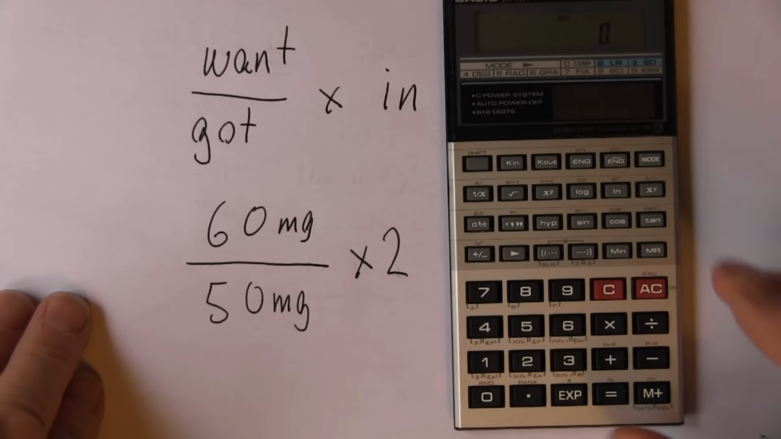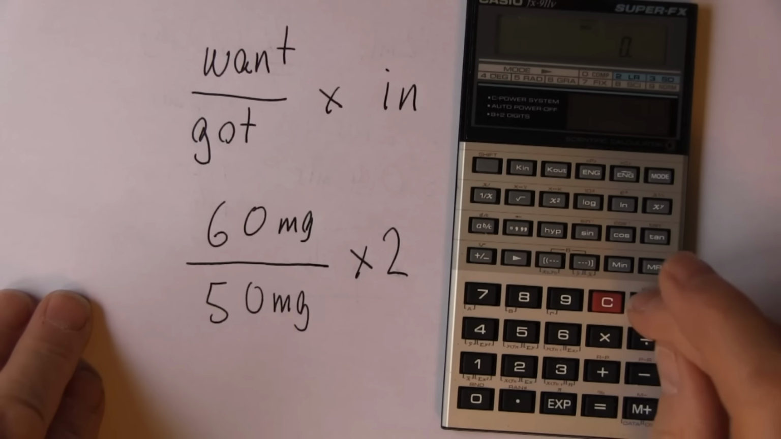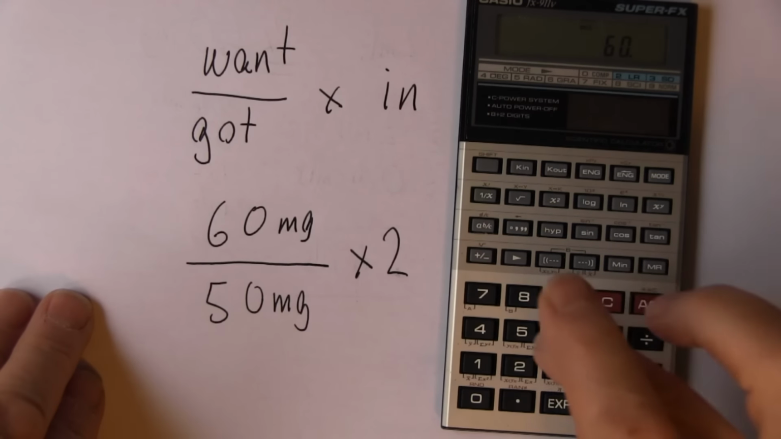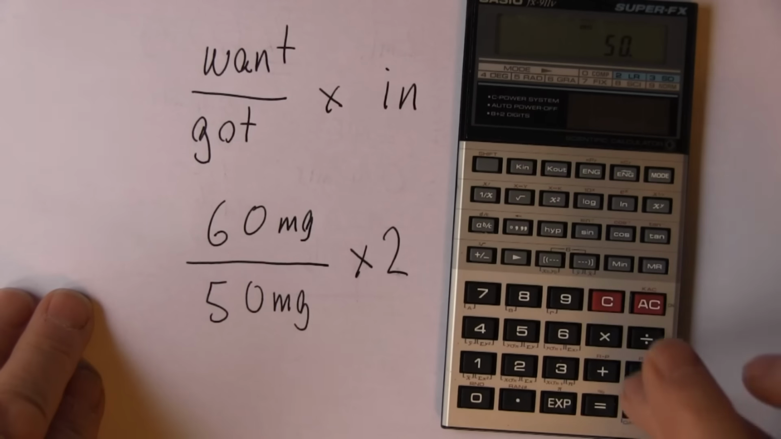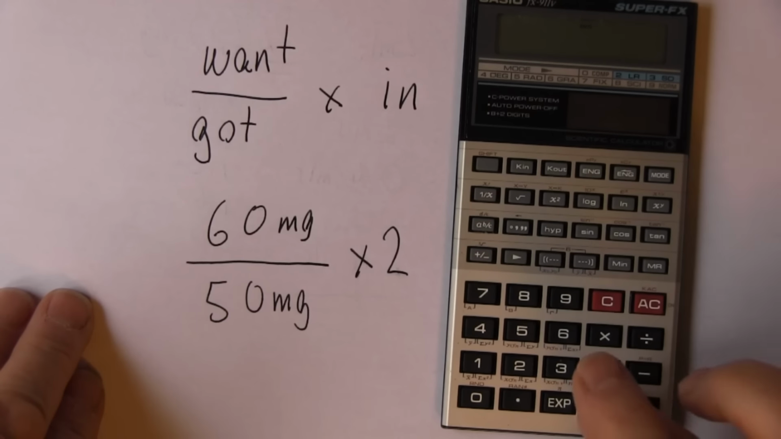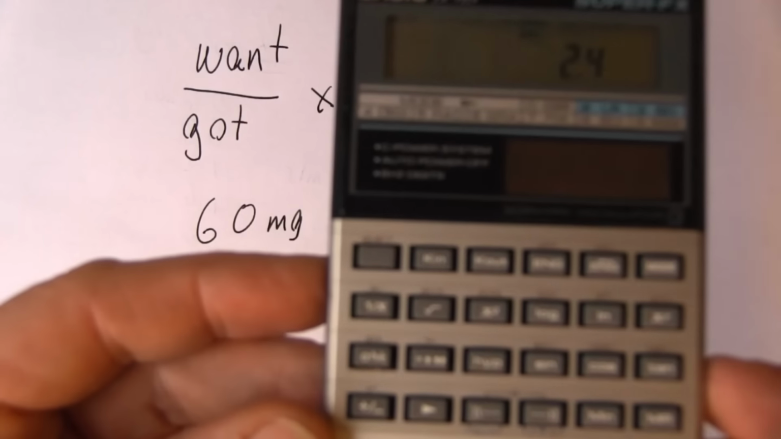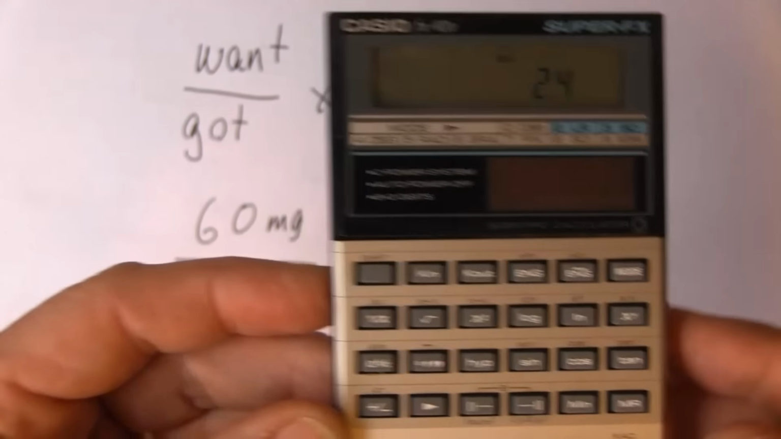So again, never hesitate to get your calculator out. So we've got 60 divided by 50 times 2, and that equals, can you see that? 2.4 mils. So the answer is the same.